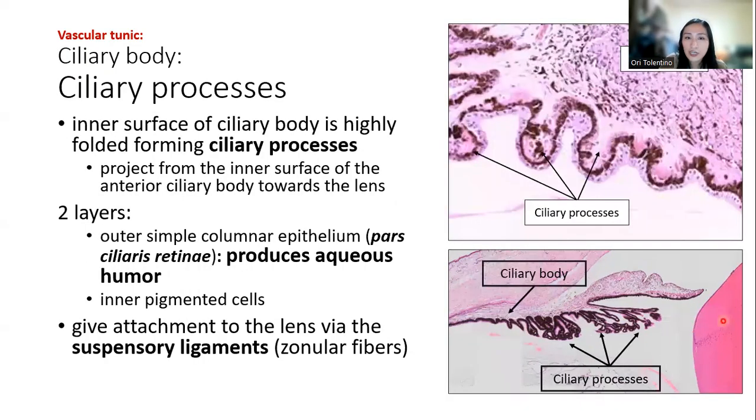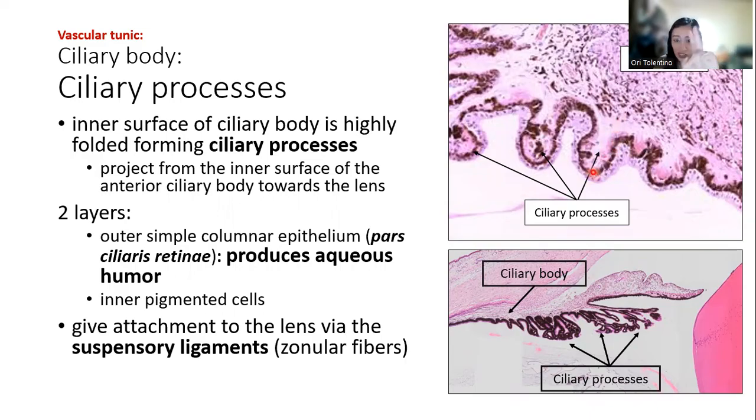Okay, so the ciliary body, as you can notice, this is the ciliary body. It has a highly folded inner surface which forms the ciliary processes, and they project from the inner surface of your anterior ciliary body towards the lens. Each process has two layers of epithelium. This is one process of the ciliary body. This is a ciliary process.